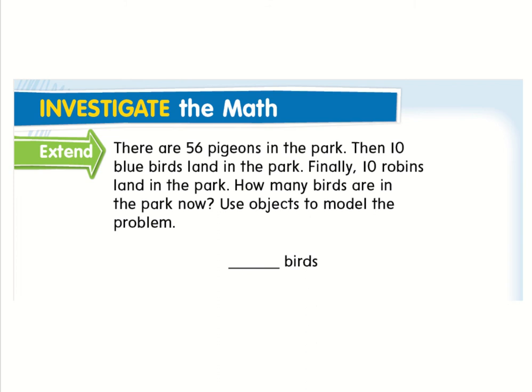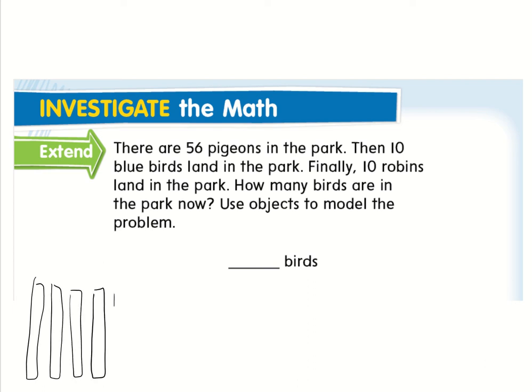So let's say there are 56 pigeons in the park. So first thing I'm going to do, I'm going to draw 56. So I have 1, 2, 30, 40, 50, 51, 52, 53, 54, 55, and 56. Okay, so I've got 56 birds in the park. Then 10 bluebirds land in the park. Finally, 10 robins land in the park. How many birds are in the park now?